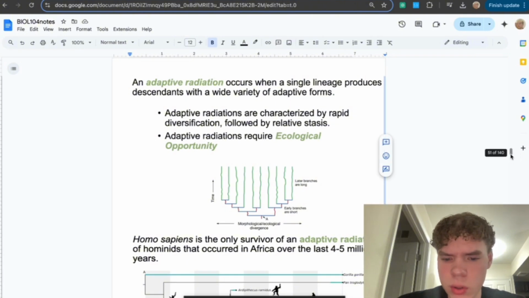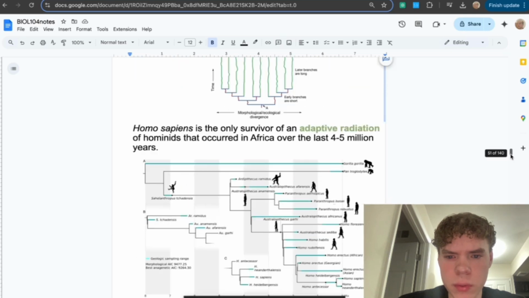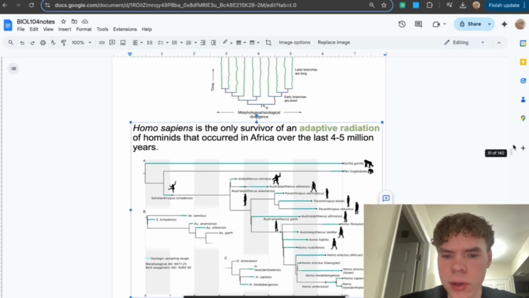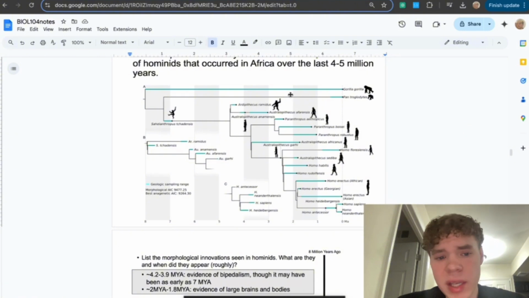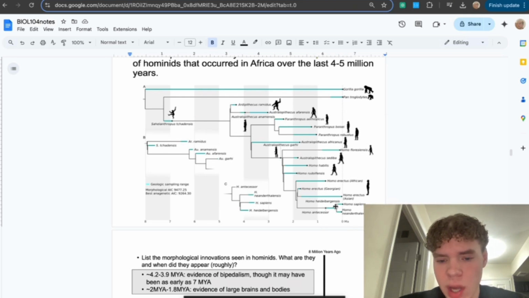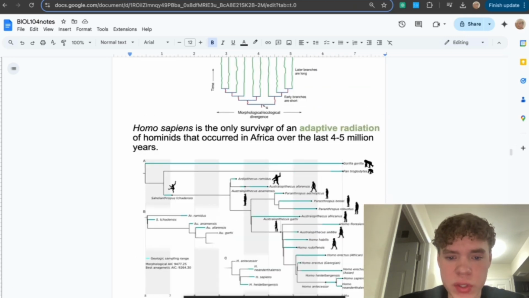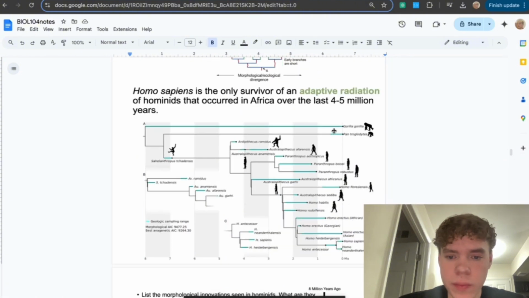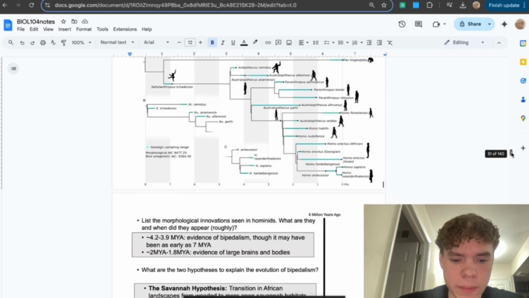Homo sapiens is the only survivor of an adaptive radiation of hominids that occurred in Africa over the last 4 to 5 million years. That makes sense because you have this common ancestor here, and then it branches off into all these different vast species. And then you look down here, we have this common ancestor that branched into the Neanderthals and the Homo sapiens. And now the Neanderthals are extinct. So Homo sapiens are the only hominid species that are alive after 5 million years. It's quite interesting.